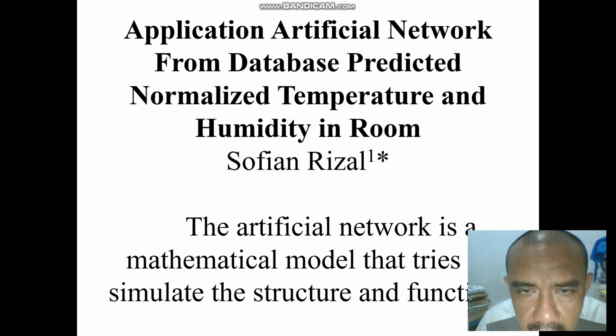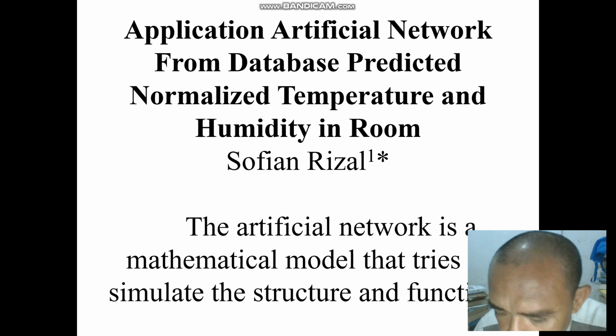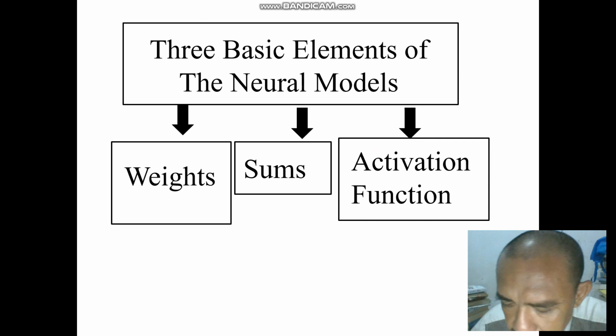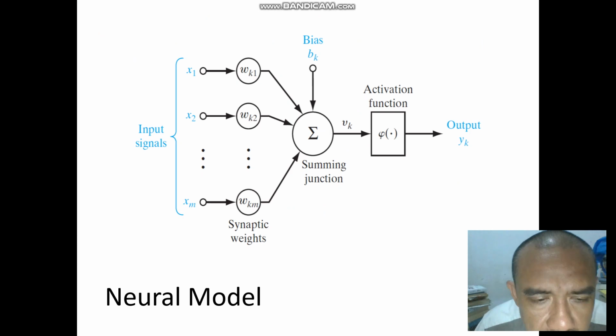From database, predicted normalized temperature and humidity in room. The artificial neural network is a mathematical model that tries to simulate the structure and function. Three basic elements of the neural model consist of weights, a sum, and an activation function. This is a figure of the neural model.